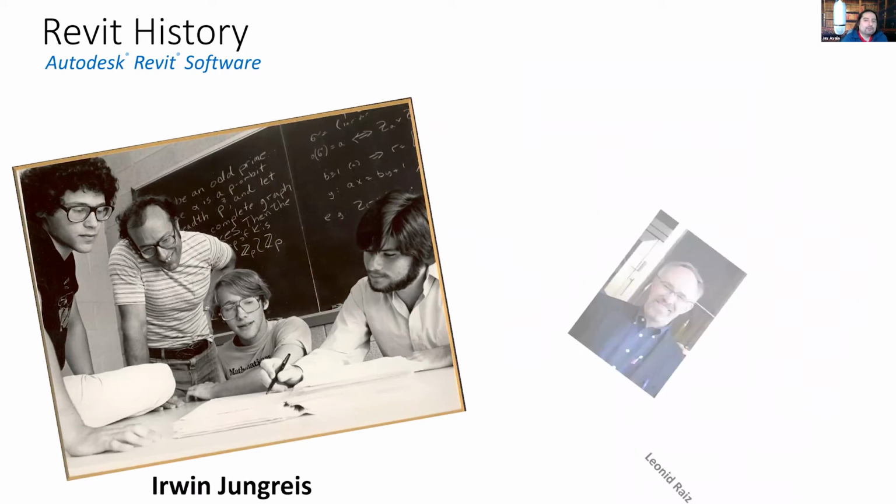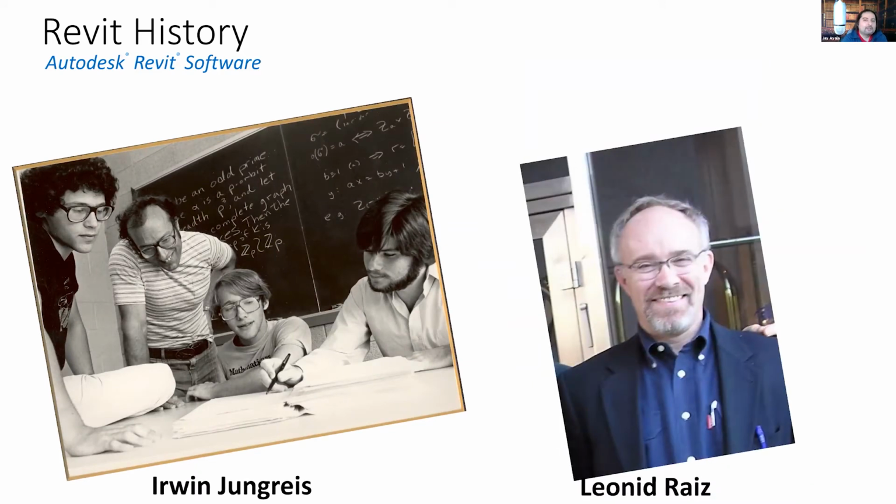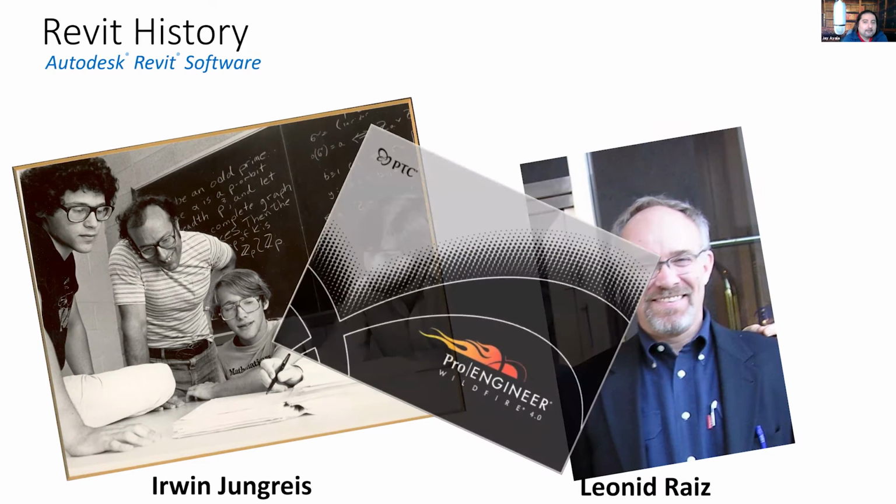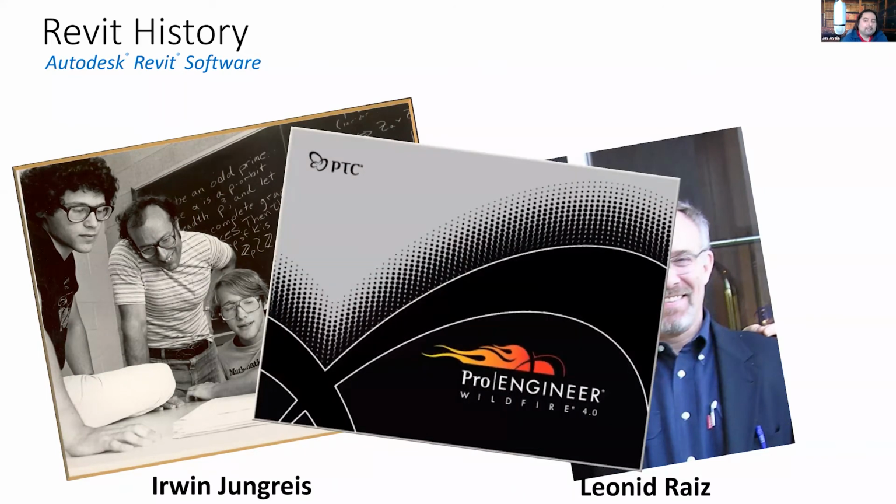So I want to introduce you to two men in particular, Erwin and Leonid. These two guys, they're the men. They're awesome. And Leonid, I'll give you a little bio on him. He was a software developer who worked for PTC. PTC developed, in the mid-90s, a software called Pro Engineer. It's an amazing manufacturing solution. He started as a programmer, but then worked his way up to VP of development.